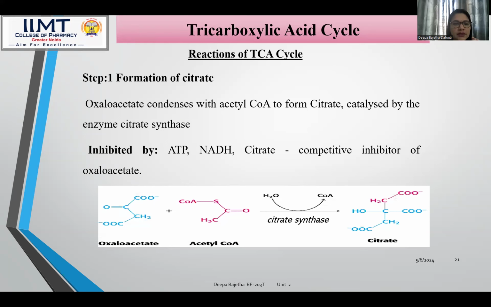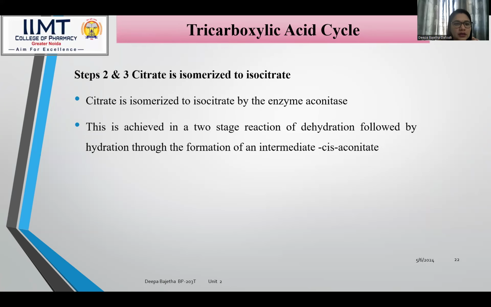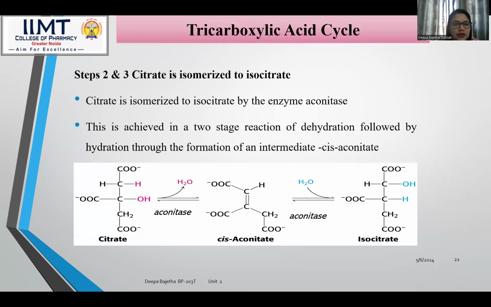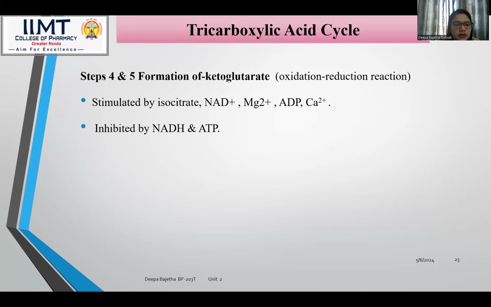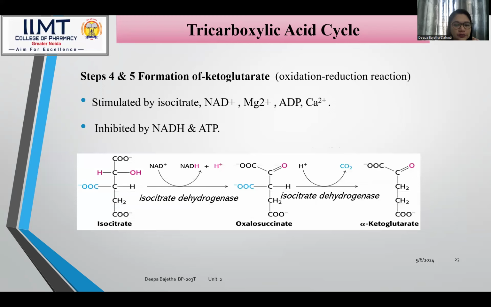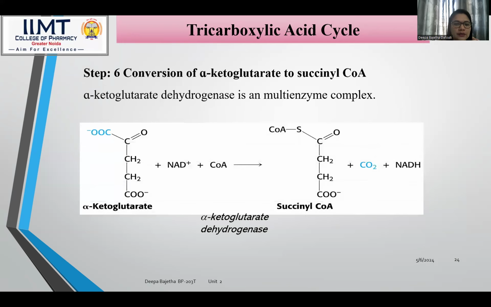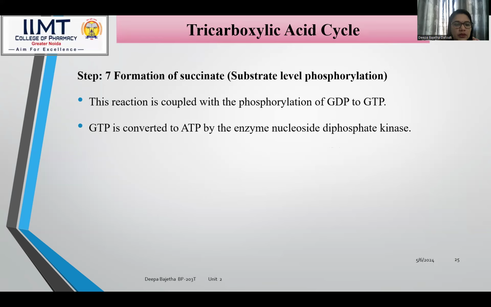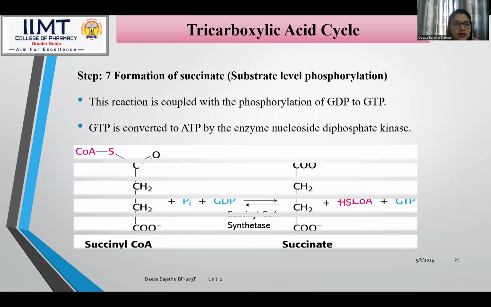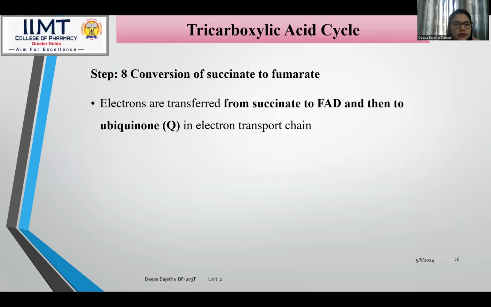The first step in this is the formation of citrate. Second and third steps: citrate is isomerized to isocitrate. Steps four and five: formation of alpha ketoglutarate. Step 6 is conversion of alpha ketoglutarate to succinyl coenzyme A. Step 7, formation of succinate, substrate level phosphorylation. Step 8, conversion of succinate to fumarate.